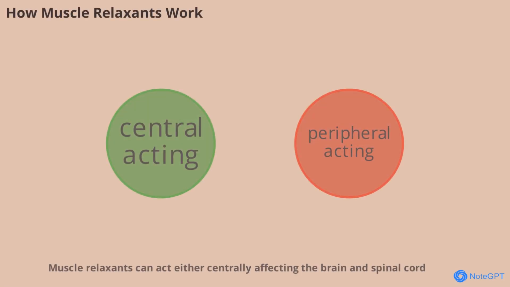Muscle relaxants can act either centrally, affecting the brain and spinal cord, or peripherally, targeting the muscles themselves. Centrally acting drugs like baclofen and diazepam influence nerve pathways that control muscle activity. Peripherally acting agents such as dantrolene work directly on muscle fibers to reduce contraction. The choice of medication depends on the source of muscle pain and the patient's overall health profile.